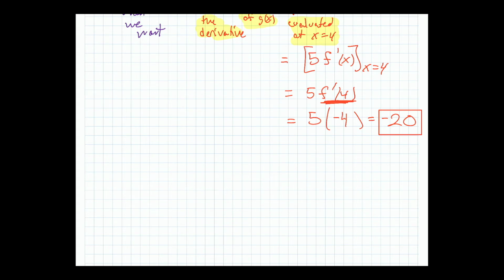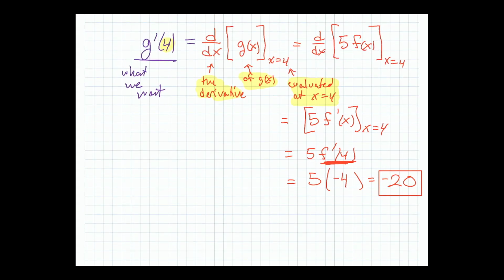All right. So there's a lot of notation there, but it is what it is.